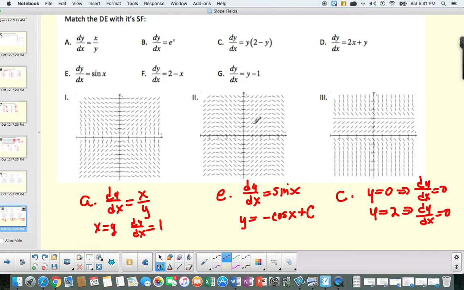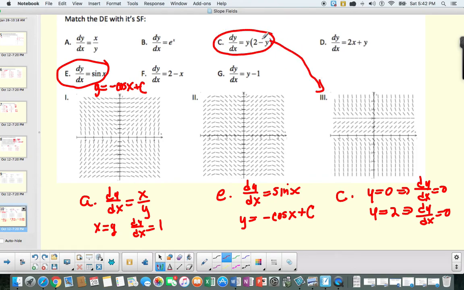I noticed that this was sine of x, and I can find the antiderivative very easily. It's negative cosine of x plus c, and this looked like a negative cosine to me, so I picked that one. And over here, I noticed that at y equal to 0 and y equal to 2, I had horizontal lines, and so this allowed me to use this one. I thought that this matched really well, because when y is equal to 0, we have horizontal tangents, and when y is equal to 2.